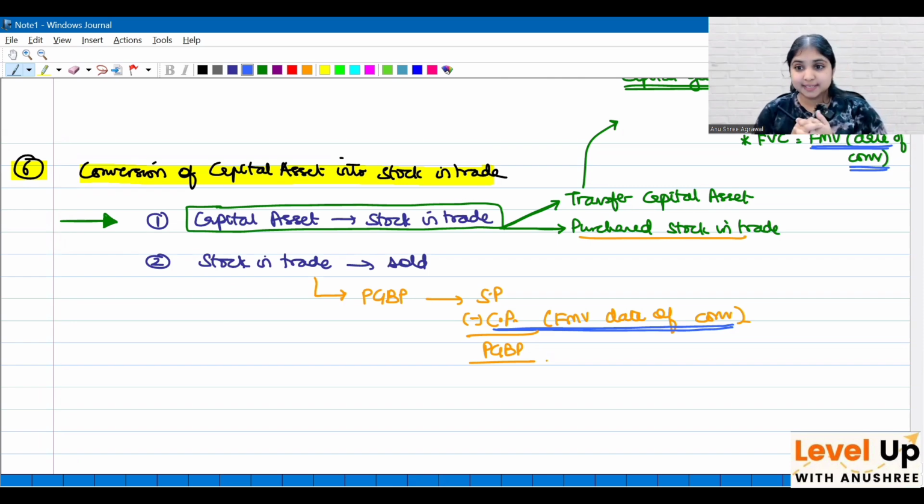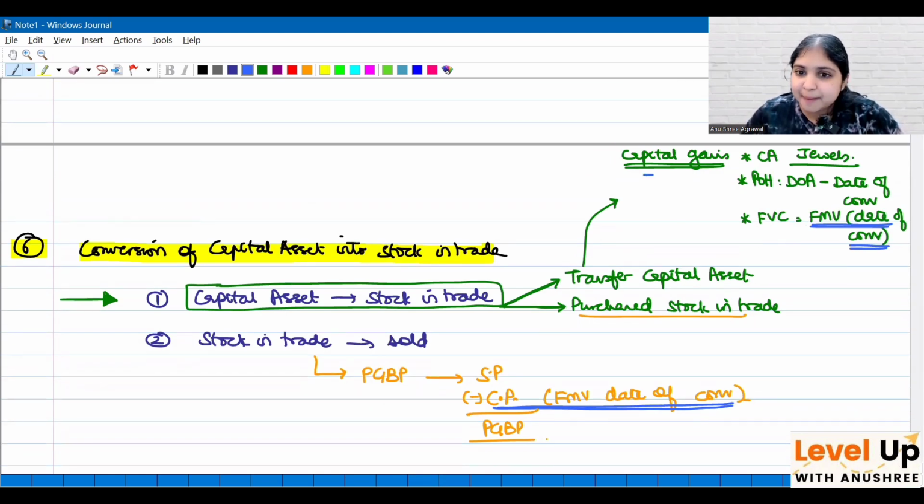One last concept is left. Can I take that up for you now? Under this itself, see, listen. When did capital gains arise? When you converted your capital asset into stock in trade, you treat it as if you transferred the capital asset, and capital gains have come into existence here.